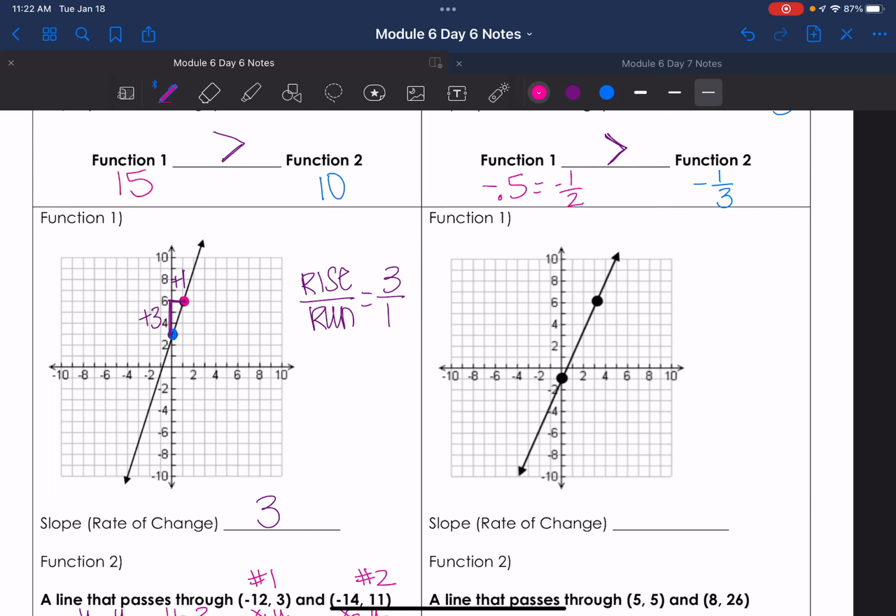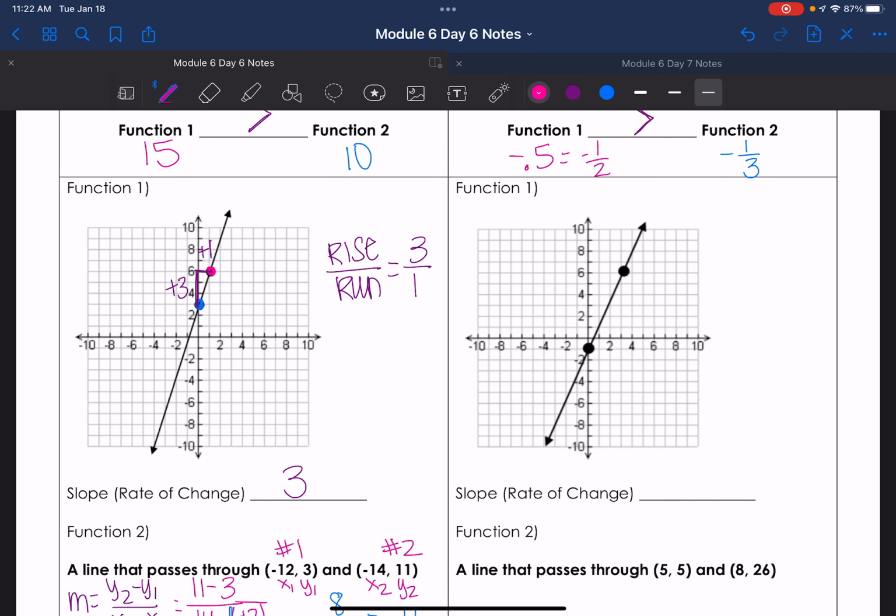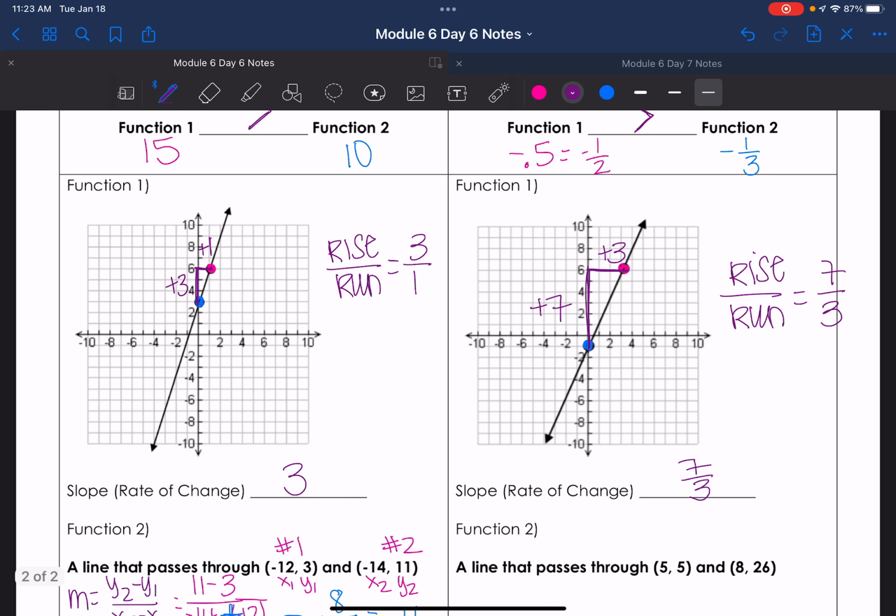All right, the last one for the notes for this part for today. Looking at this, we've got going from our blue dot at -1 to our pink dot. We can see that we are rising, so we are going from -1 to a +6, so that is adding 7, and then we are moving to the right 3. So my slope, rise over run, is 7/3. So the slope for the first function is 7/3.